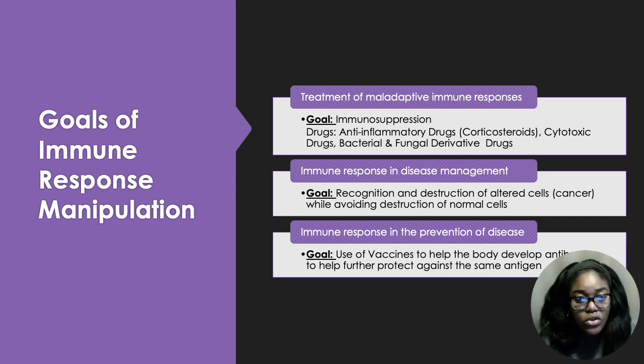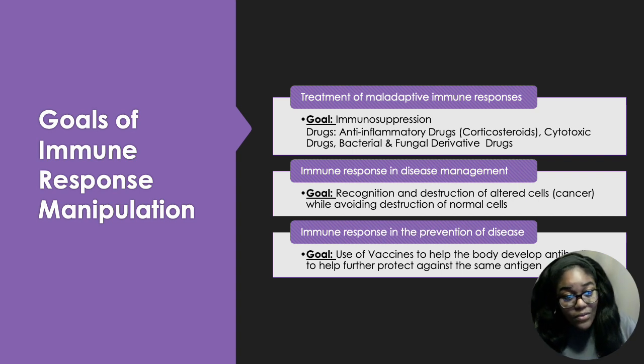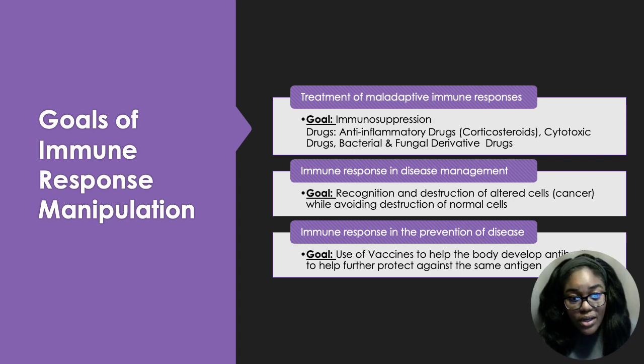Another goal is to have immunosuppression for those that have the overreaction of the immune response, particularly those that have autoimmune disorders. We want to provide ways that we can have immunosuppression because their immune system is overactive. It keeps working and working, and more specifically working against itself. So we have anti-inflammatory drugs available to help with that. They're normally corticosteroids or steroid drugs. You have cytotoxic drugs. We have bacterial and fungal derivative drugs. All of these would help with immunosuppression in that area.